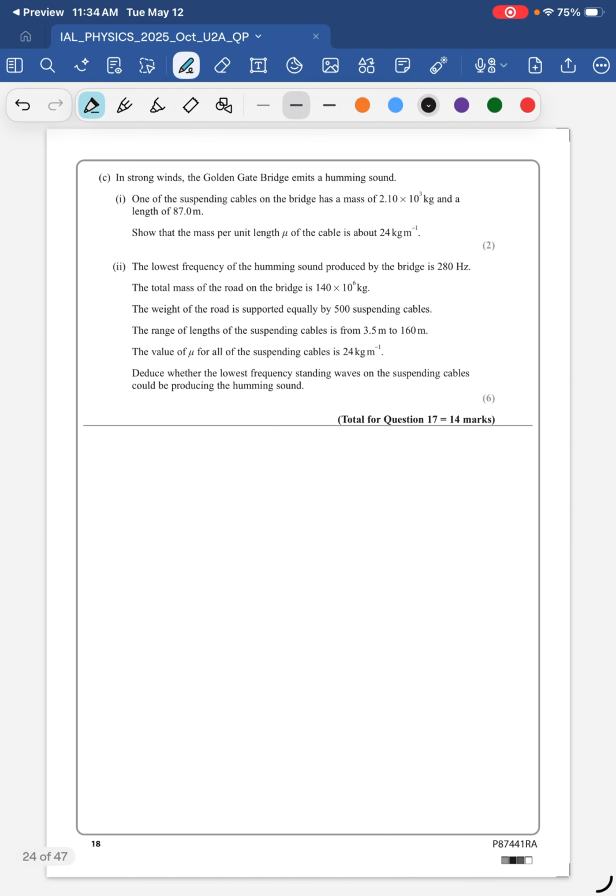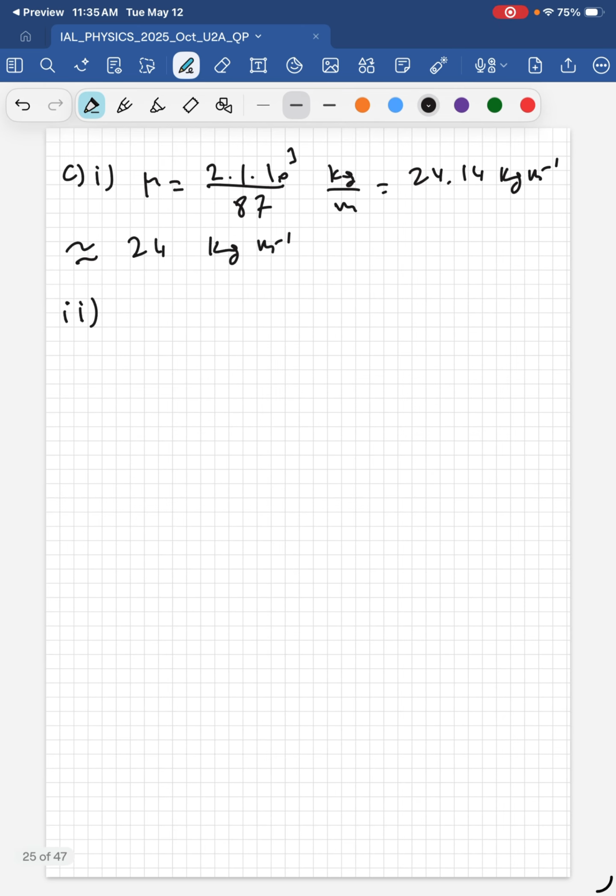Okay, part 2. The lowest frequency of the humming sound produced by the bridge is 280 hertz. The total mass of the road on the bridge is 140 times 10 to the 6 kilograms. The weight of the road is supported equally by 500 suspending cables. The range of lengths of the suspending cables is from 3.5 meters to 160 meters. The value of mu is 24 kilograms per meter. Deduce whether the lowest frequency standing waves on the suspending cables could be producing the humming sound.